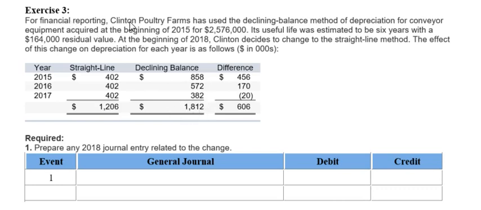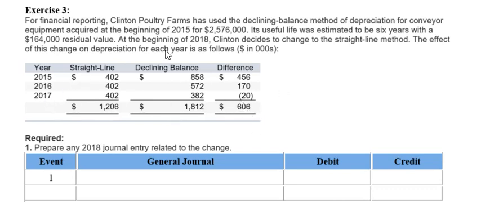For financial reporting, Clinton Poultry Farms has used the double declining balance method of depreciation for conveyor equipment acquired at the beginning of 2015 for $2,576,000. Its useful life was estimated to be 6 years with a $164,000 residual value. At the beginning of 2018, Clinton decides to change to the straight line method. The effect of this change on depreciation for each year is as follows, and it gives us sort of the breakdown of the change.